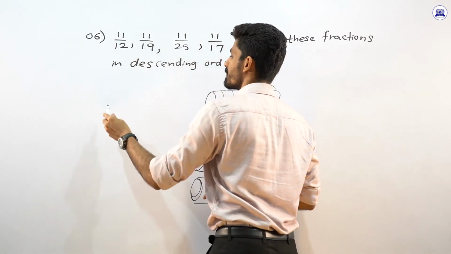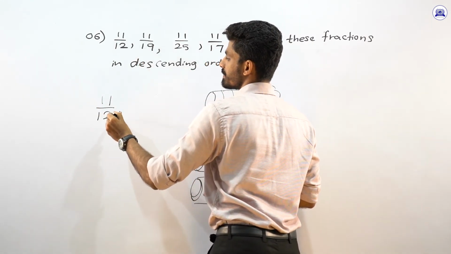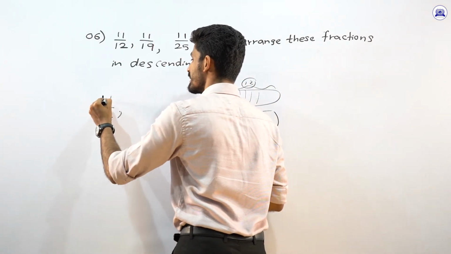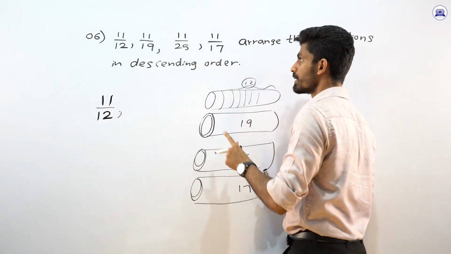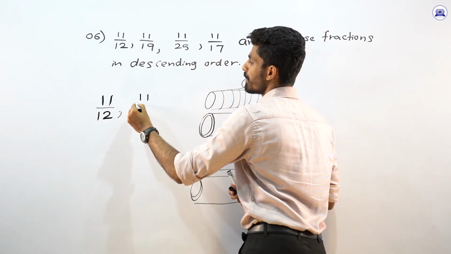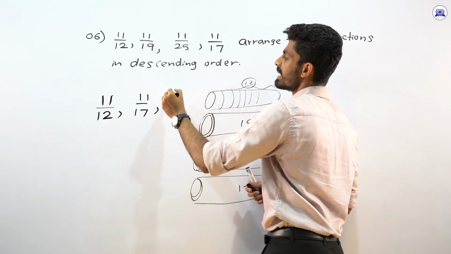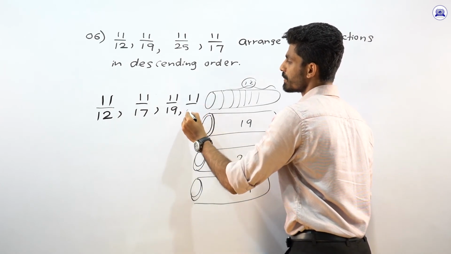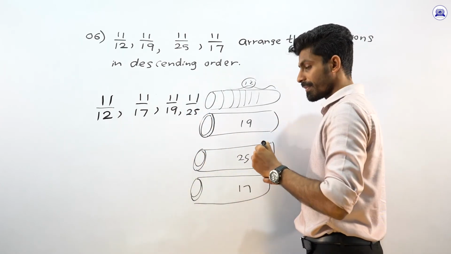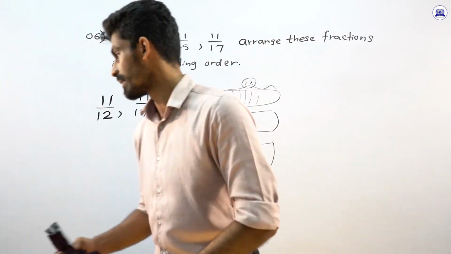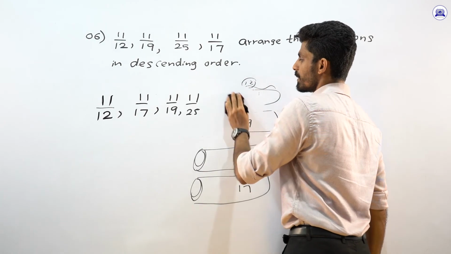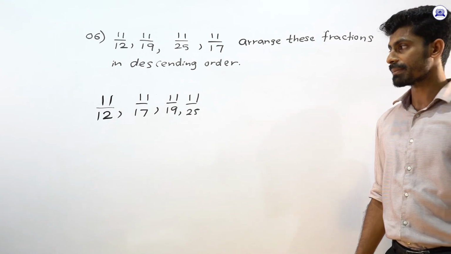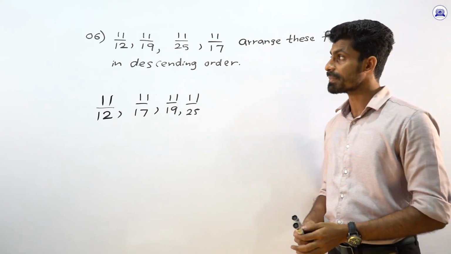This is the highest portion. 11 over 12 is the highest one. Then next, 11 over 17. Then next, 11 over 19. Then next, 11 over 25. 11 over 25 will be the smallest one. Right? That is the answer for question number 6.